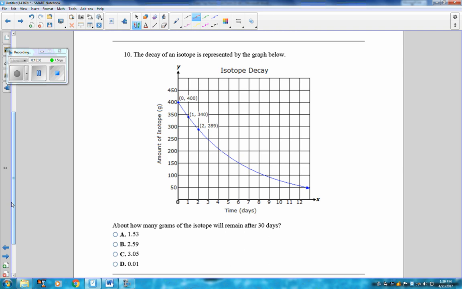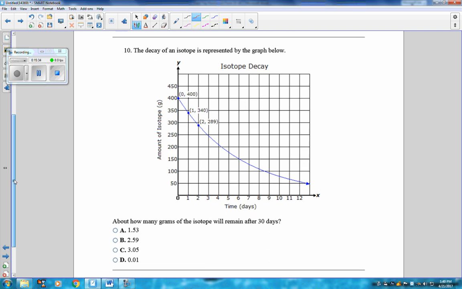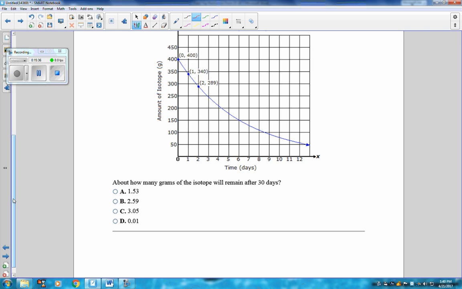Problem 10 says that the decay of an isotope is represented by the graph below. It says about how many grams of the isotope will remain after 30 days. So from here, I have to create another exponential equation because my graph only goes to 12 and I'm looking for 30.